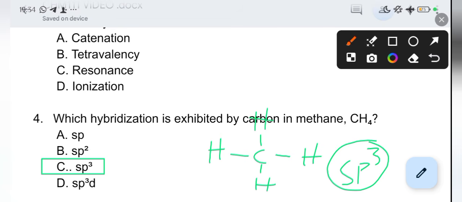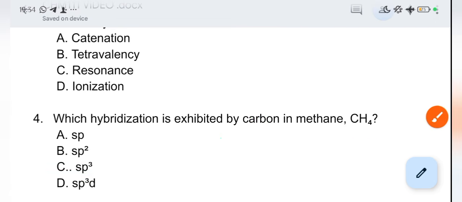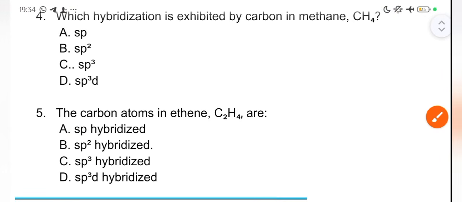If it is 3 bonds, you know that the letters you should be looking out for are 3 letters, so you have sp2. It's simple. If it is 2 bonds, you know the letters you're looking out for are 2 letters, so you'll be having sp. Do you get that? So it's as simple as that. That's just the logic. Alright, question 5.